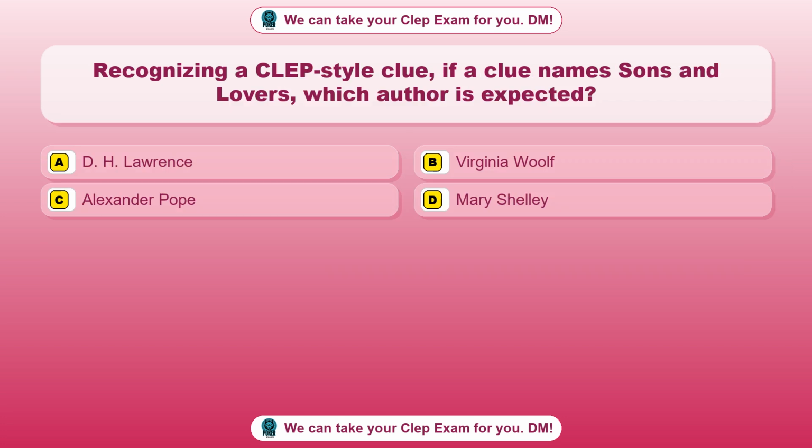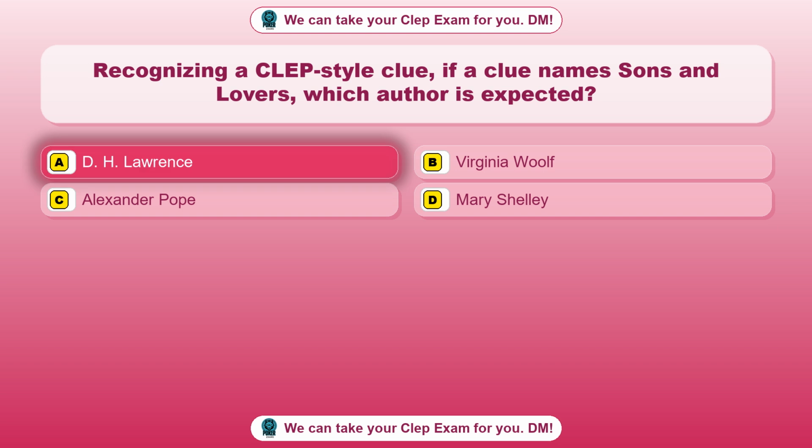Question 18. Recognizing a CLEP-style clue. If a clue names Sons and Lovers, which author is expected? Option A. D.H. Lawrence. Option B. Virginia Woolf. Option C. Alexander Pope. Option D. Mary Shelley. The correct answer is option A.